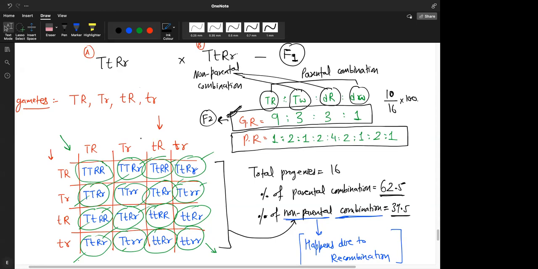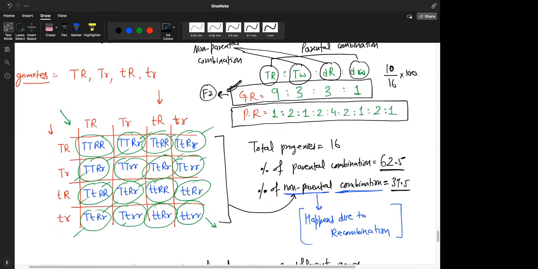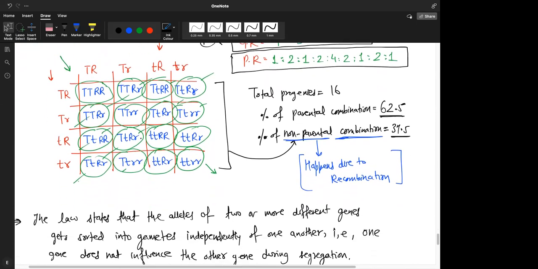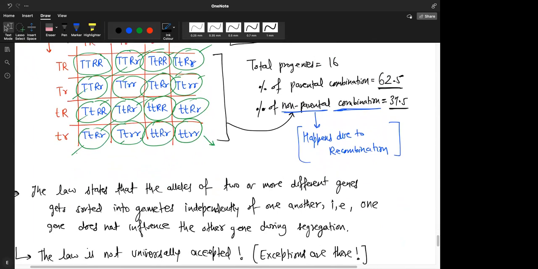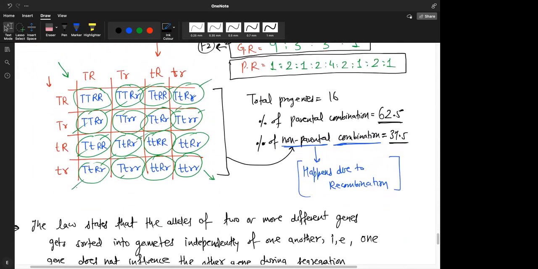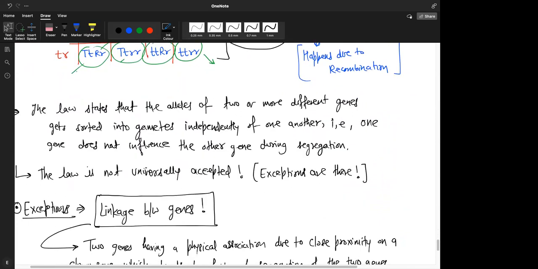Then total progenies, we got 16, 4 into 4, 16. And the percentage of parental combination is 62.5 and the percentage of non-parental combination is 37.5. This happens due to the combination.